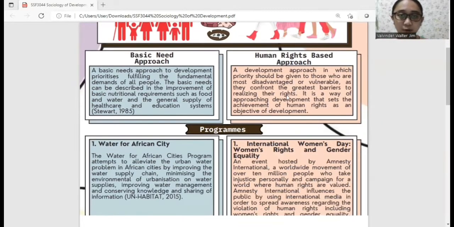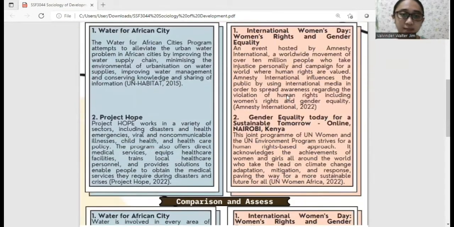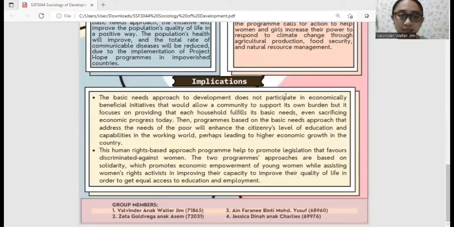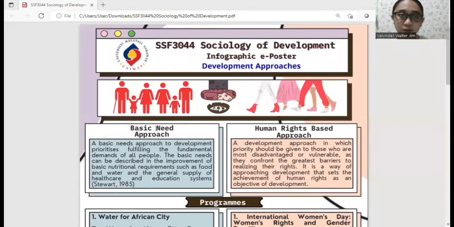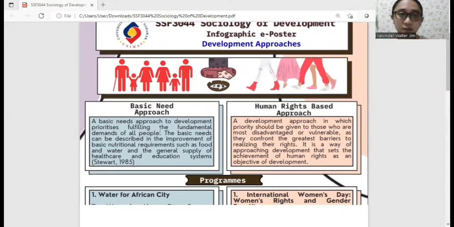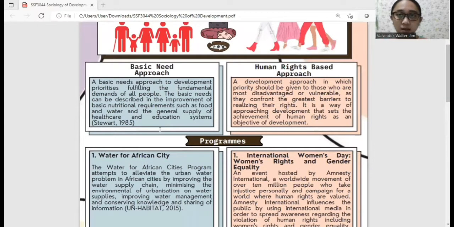Today, my group and I will present about our e-poster. My group members are Valvinder, which is me, Zeta Golvega, Ain Farani, and Jessica Dina. For our development approaches, we have chosen two. The first one is the basic need approach and the second is the human rights-based approach.